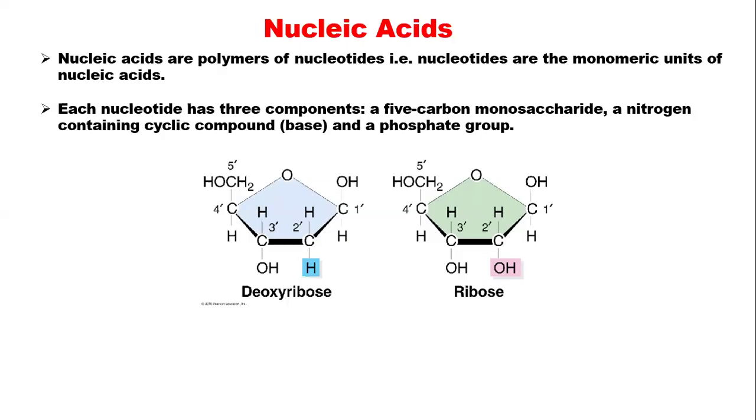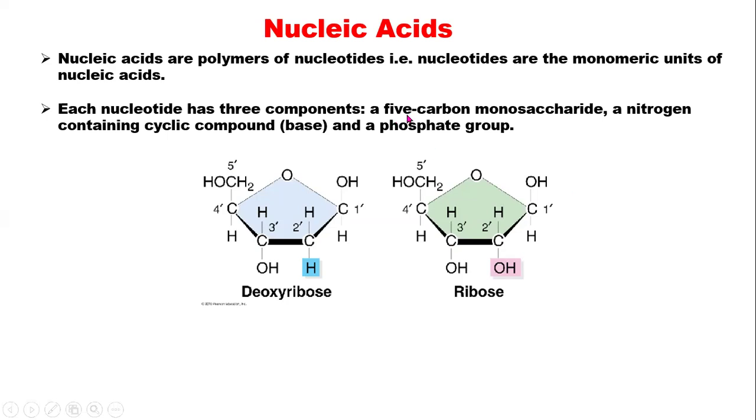Each nucleotide has three components. A 5-carbon monosaccharide, which is a sugar, a 5-carbon pentose sugar, which can be either deoxyribose if it is in DNA, or ribose if it is in RNA. We are going to use these two pictures of deoxyribose and ribose to explain the differences between the two.